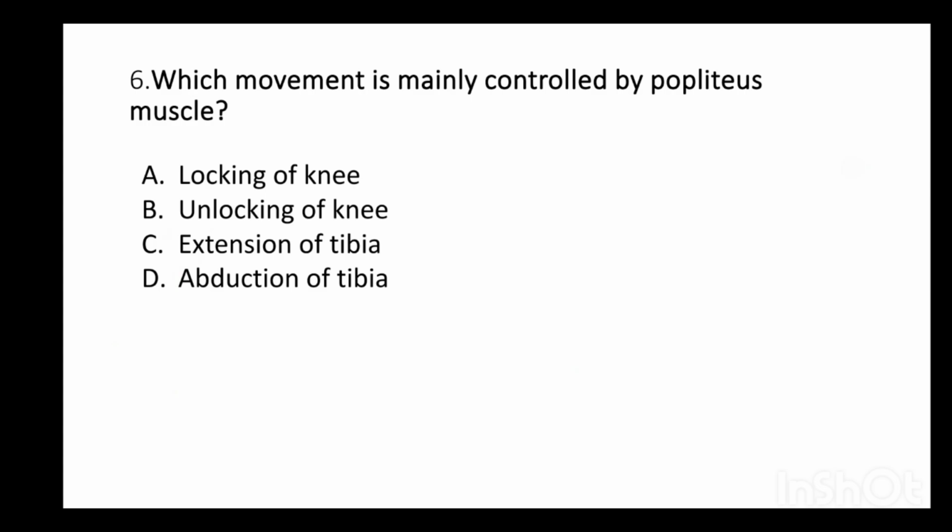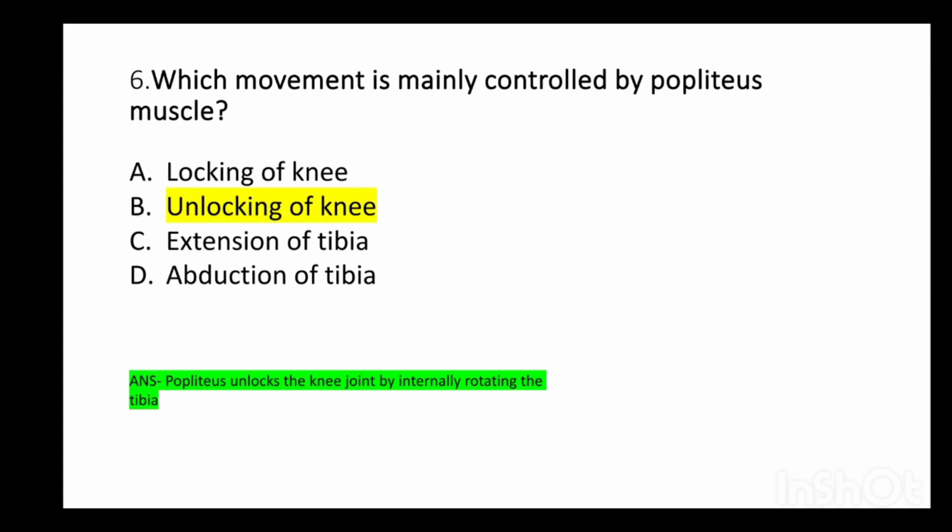Which movement is mainly controlled by popliteus muscle? Locking of knee, unlocking of knee, extension of tibia, abduction of tibia. Answer is unlocking of knee. Popliteus unlocks the knee joint by internally rotating the tibia.